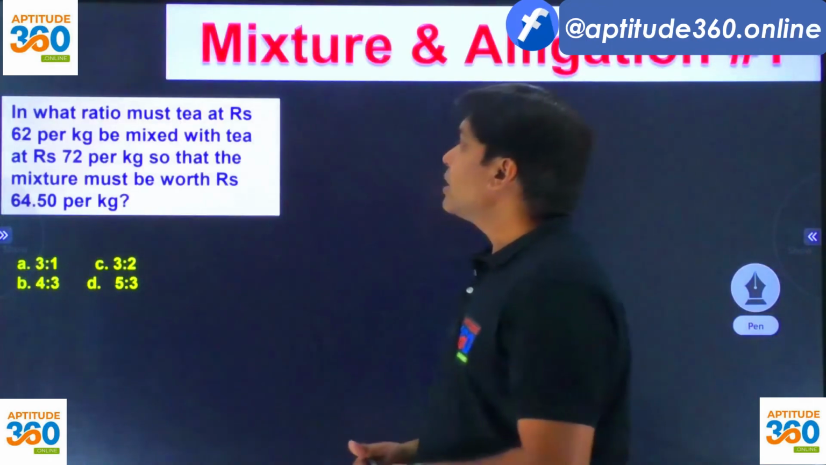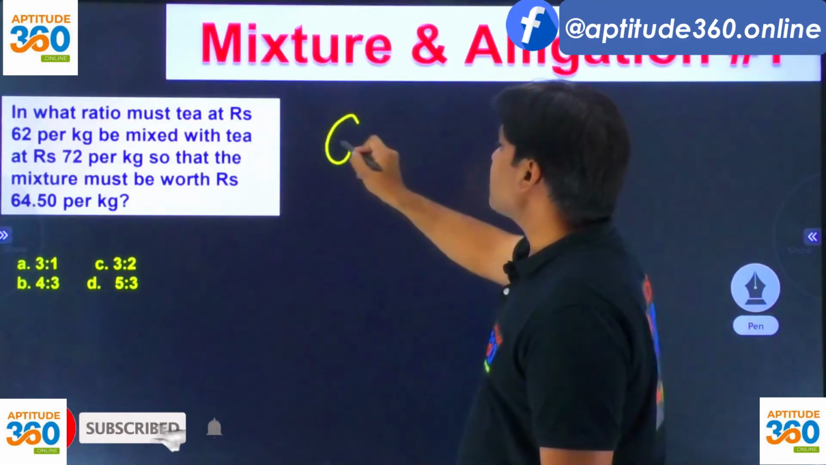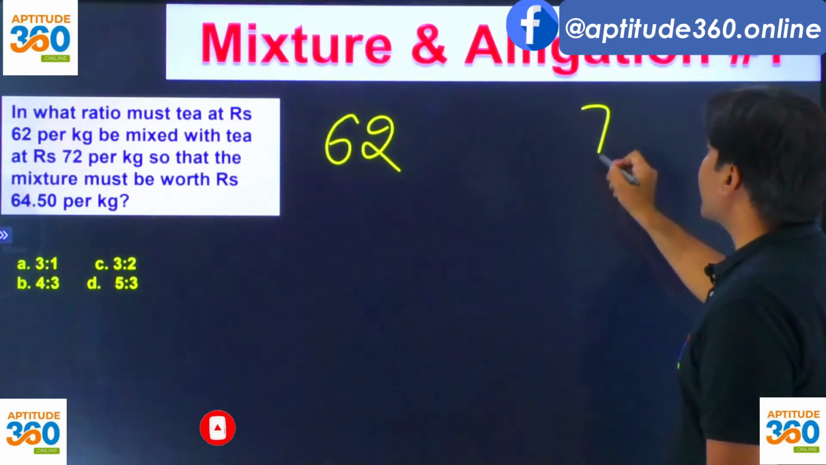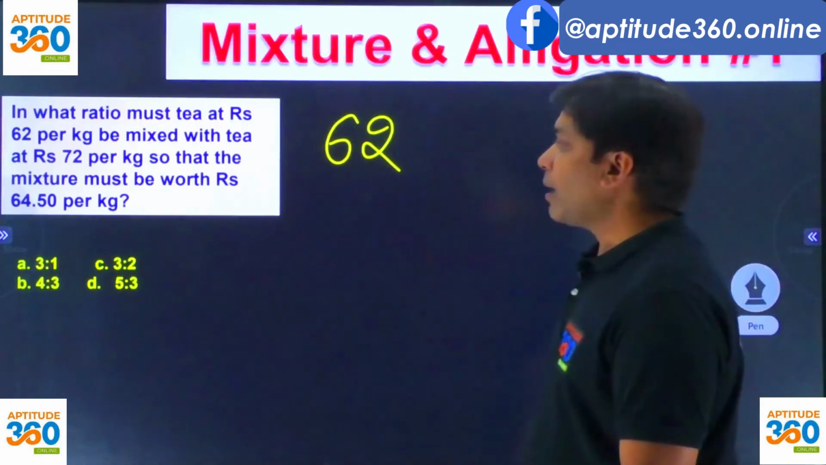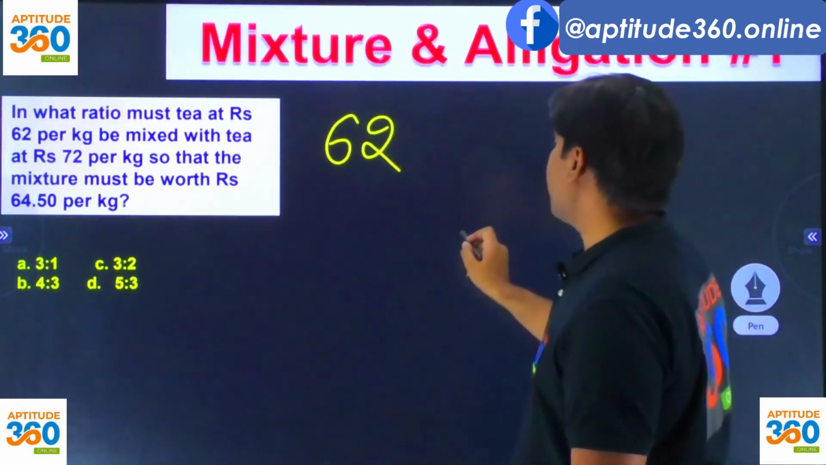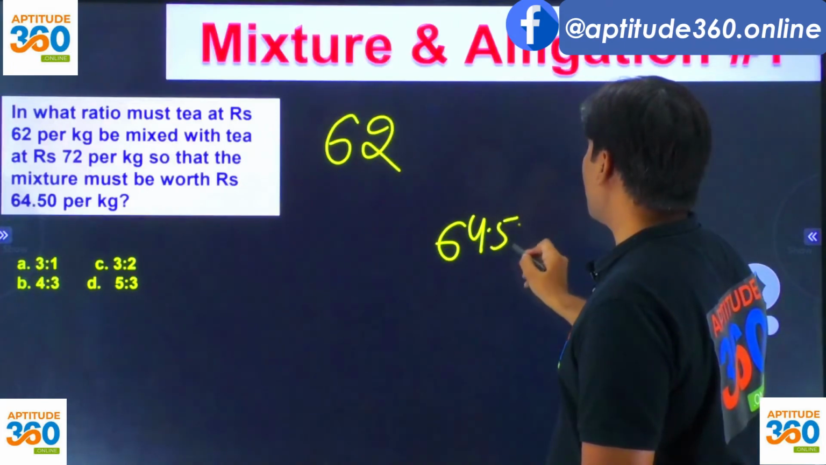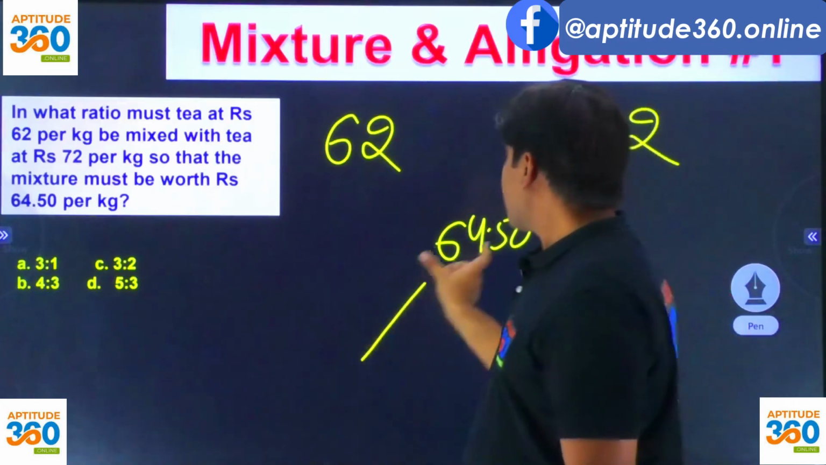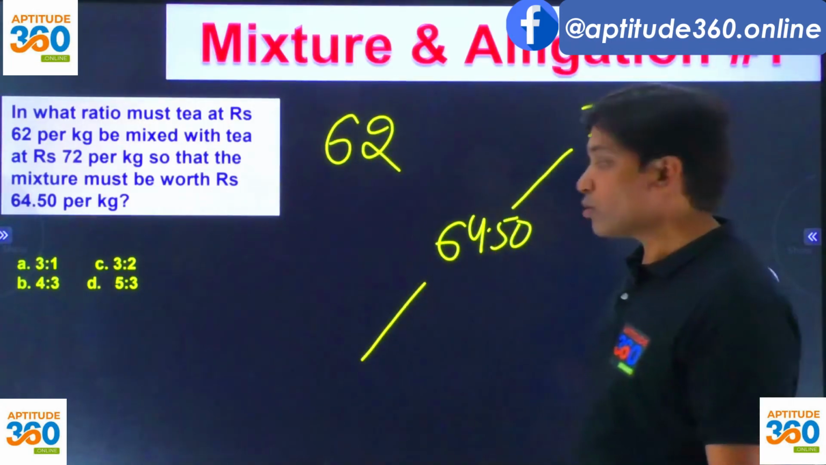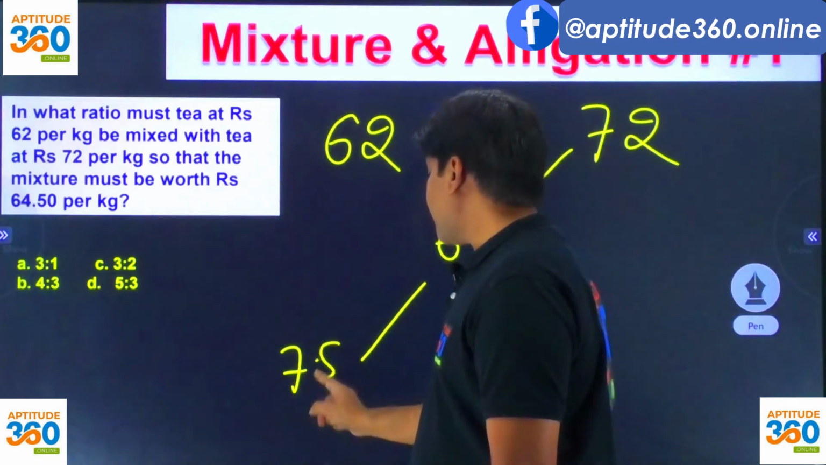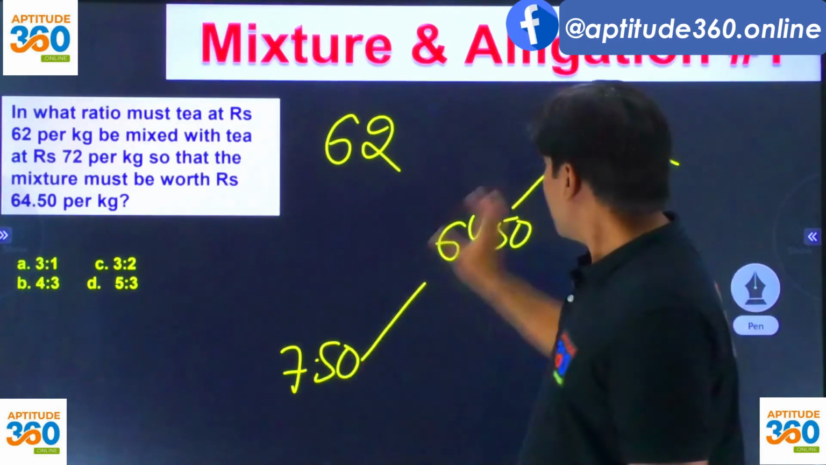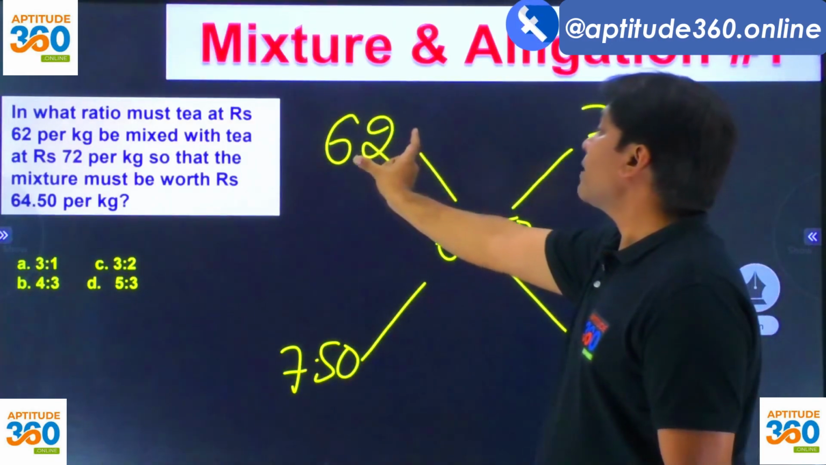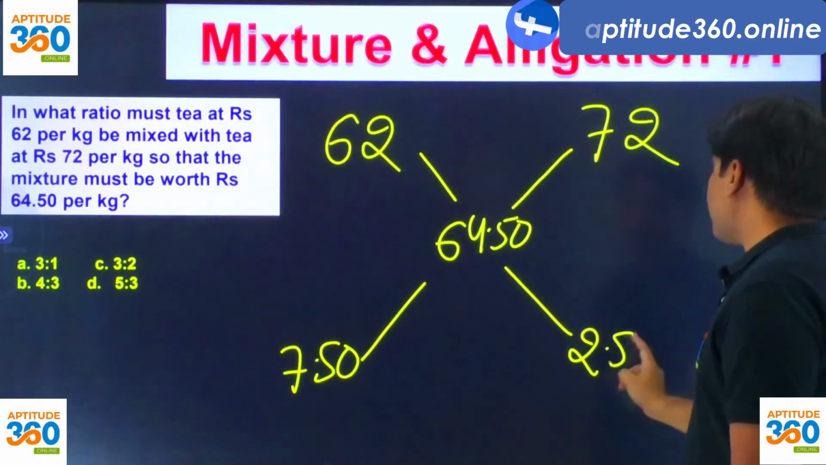In what ratio must tea at 62 rupees per kilogram, the first variety, and the price of the second variety out here is 72 rupees per kilogram, and the price of the mixture is given to you as 64.50. So now you understand what is that you should be doing. Over here it has to be 72 minus 64.5. So this is going to be 7.50. How are we getting 7.50? This value minus this value. And over here this is going to be 64.50 minus this. So 2.50.